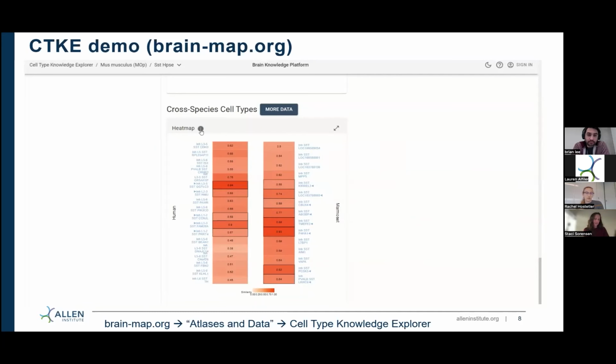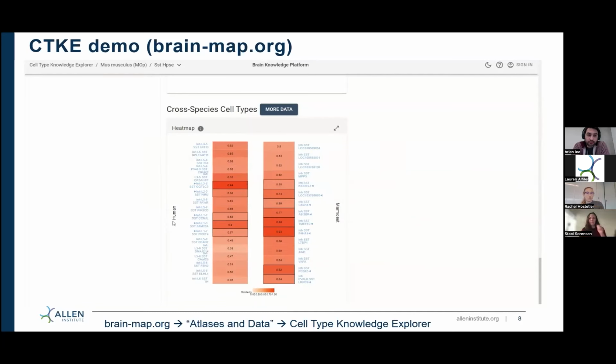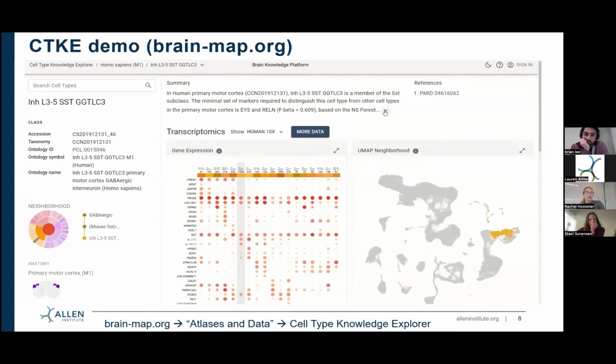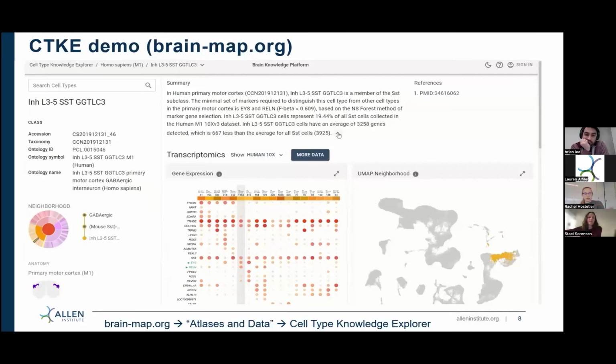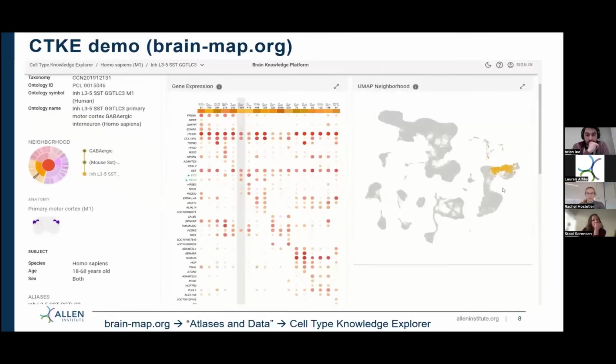So since this was done on 3 different species, and these taxonomies were then integrated to create one taxonomy, we can look at homology. So here in dark red, we can see that there is a homologous cell that was identified in the human taxonomy. Here's an example. Here's what that cell looks like. Here's some information. Here are the genetic markers that were used in this human sample here.